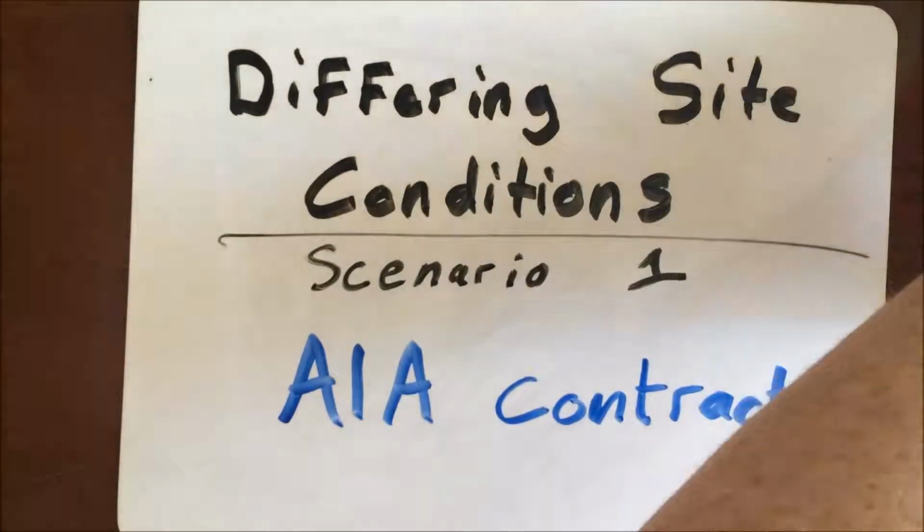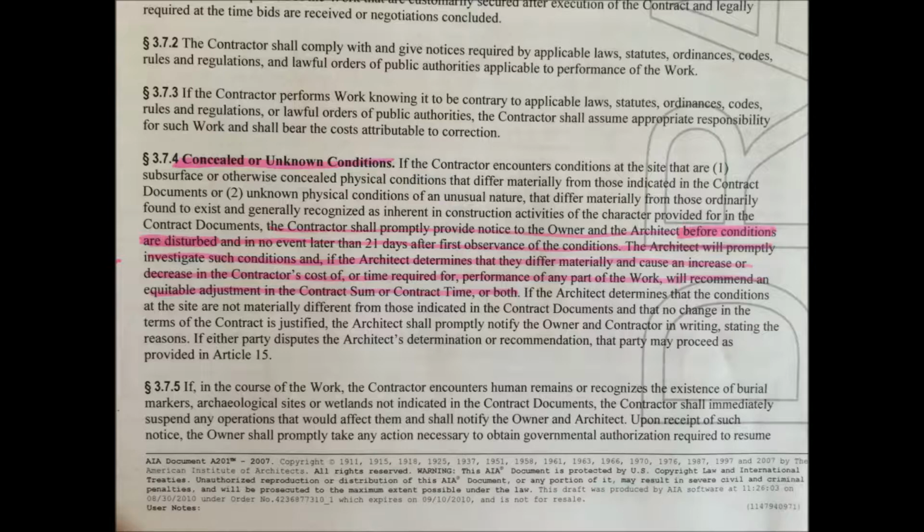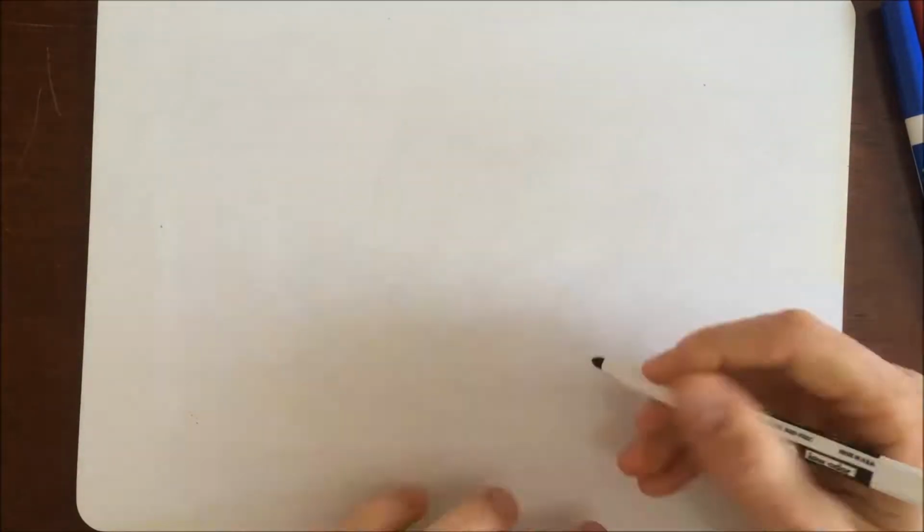So the big takeaway here is that a contractor is required to stop work and wait for the architect to investigate before they can do anything about a differing site condition, and wait for a change order. We'll see how that works.